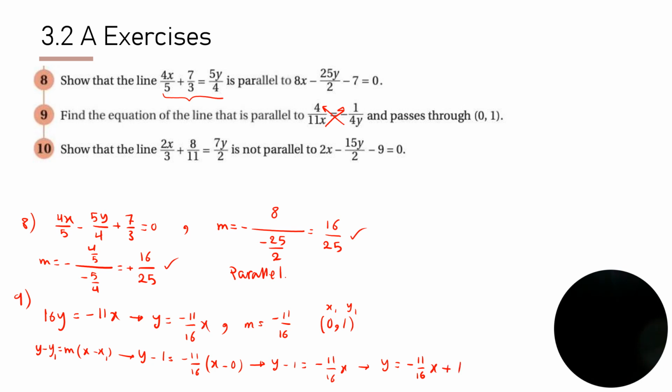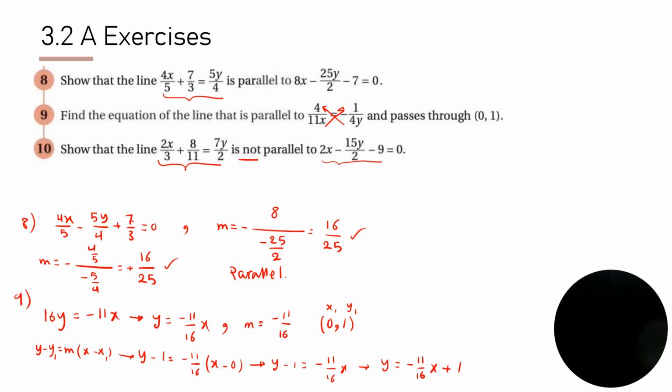Okay, the last question, question 10. Show that this line that is given, again, it is not in general form because 7y over 2 is on the other side of the equality. If it wants to be general form, all must be on one side equal to 0. Show that this line is not parallel to this given line.